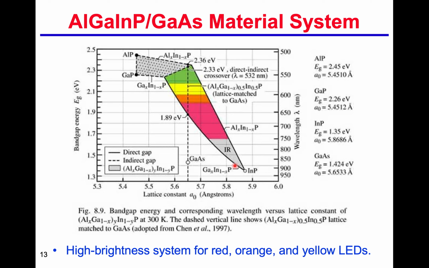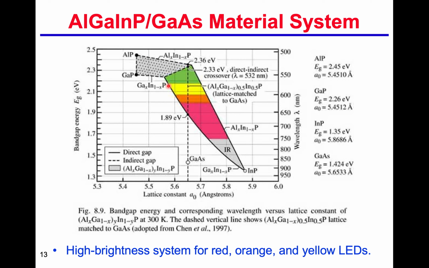Along this line we can tune the band gap from the infrared into the red region, and to the orange region, and even the yellow region and the green region. At the same time, we can also tune the wavelengths by incorporating aluminum into the indium phosphide. So that is along this line.